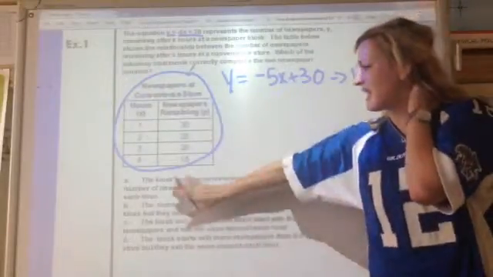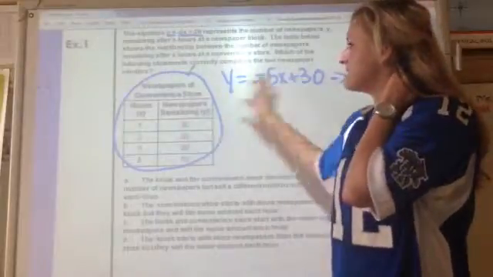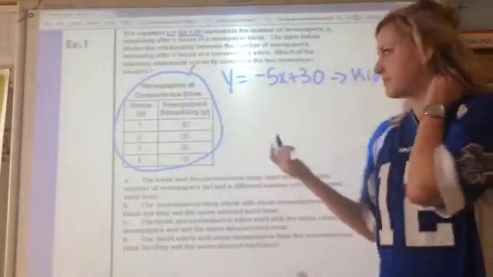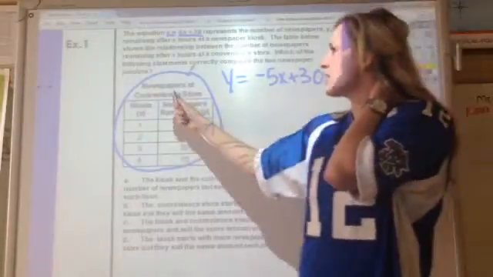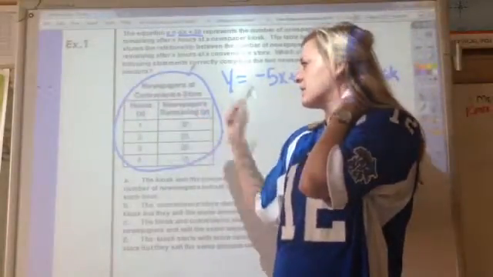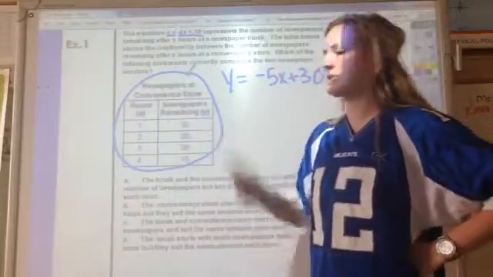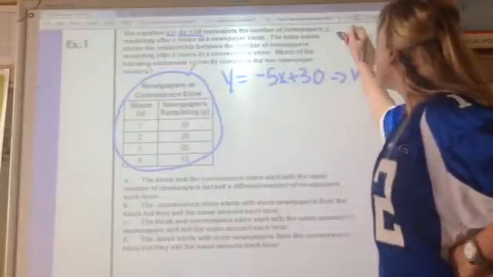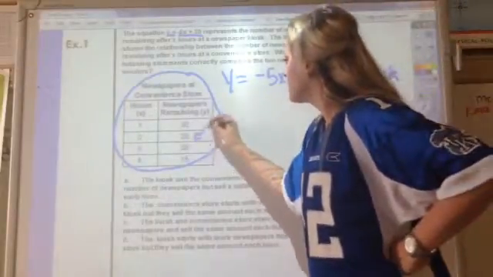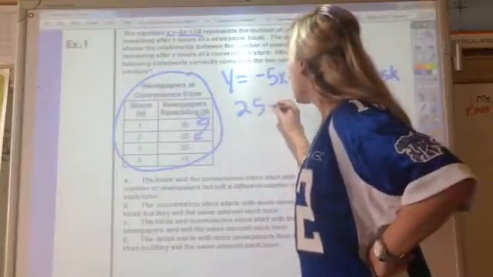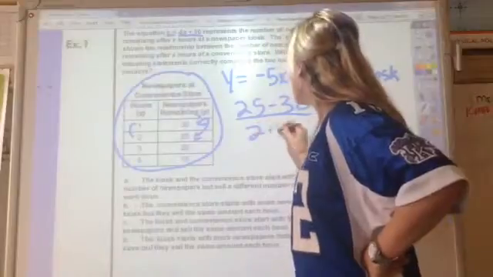Before I can even get into my answer choices, I need to get these 2 different representations into the same form. Since my kiosk is already in the form of an equation, I need to turn my convenience relationship into an equation as well. So what I need to do is find the slope and the y-intercept of the table. And of course the way I do that is change in y over change in x. So I'm going to have 25 minus 30 over 2 minus 1.